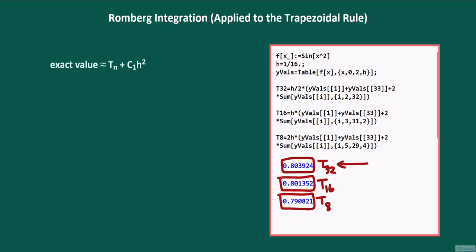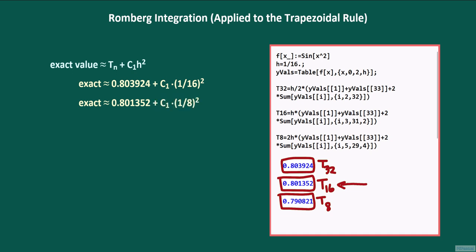Using the value we found for T sub 32, the exact value of the integral is approximately T sub 32, which is 0.803924, plus C sub 1 times the square of the step size, which is 1 over 16. Using the value of T sub 16, the exact value of the integral is approximately 0.801352 plus C sub 1 times the square of the step size, which is now 1/8. Using the value of T sub 8, the exact value of the integral is approximately 0.790821 plus C sub 1 times the square of the step size, which is now 1/4.